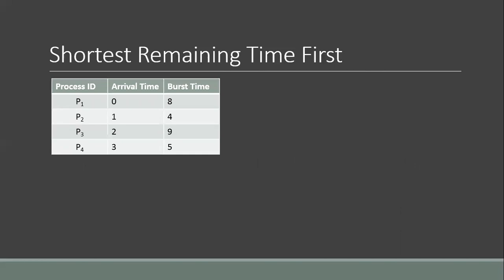Let's take an example to consider the case of the shortest remaining time first scheduling approach. Suppose there are 4 processes in the system that have arrived at different times. Process P1 has arrived at time 0, P2 has arrived at time 1, process P3 has arrived at time 2, and process P4 arrived at time 3. Each process has a corresponding burst time that defines how long it will be executing on the CPU.